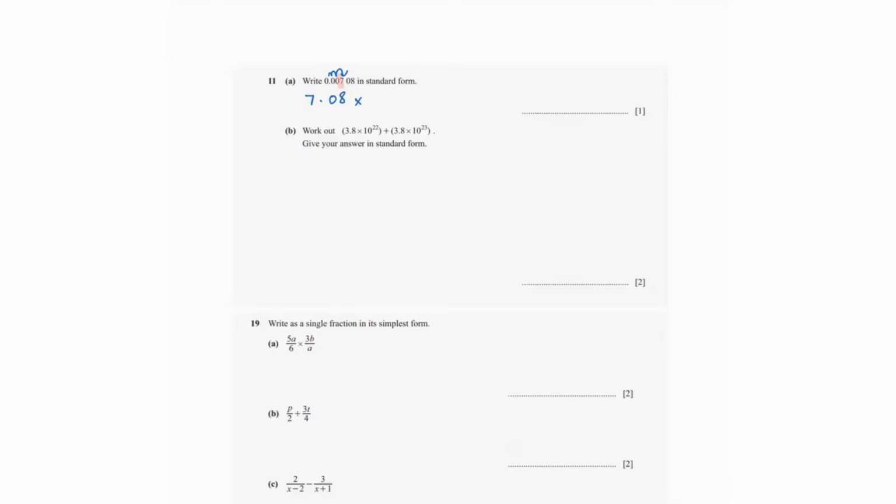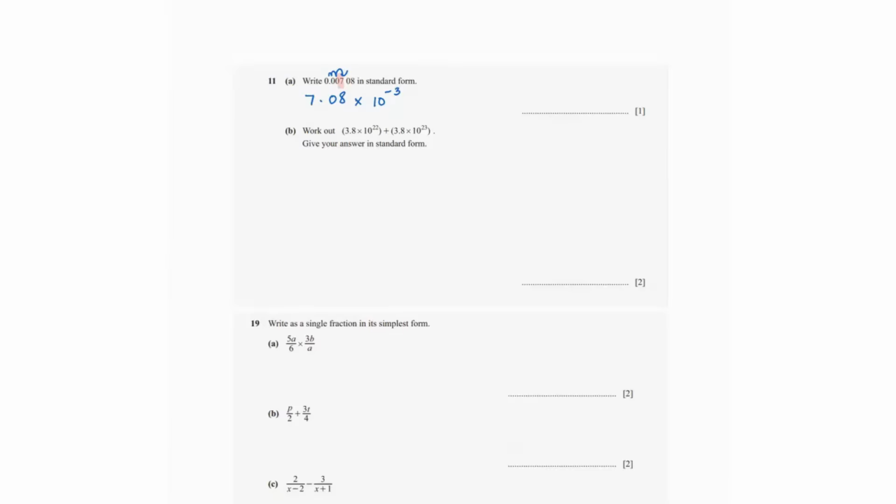Now we move the decimal 3 places to the right side. So that means your power is going to be negative 3. If you had moved the decimal 3 places to the left side, then the power would be positive 3. So you need to know that the sign of the power will be based on the direction in which the decimal is moving. If the decimal moves towards the right side, then the power is negative. If the decimal moves towards the left side, the power will be positive.